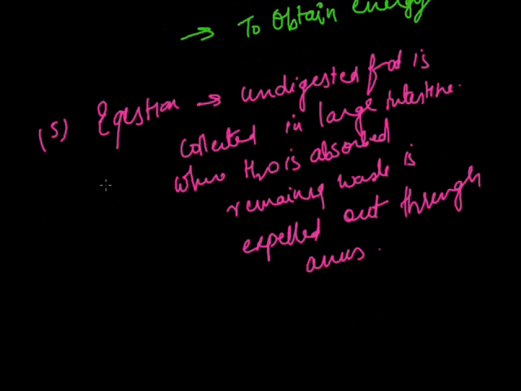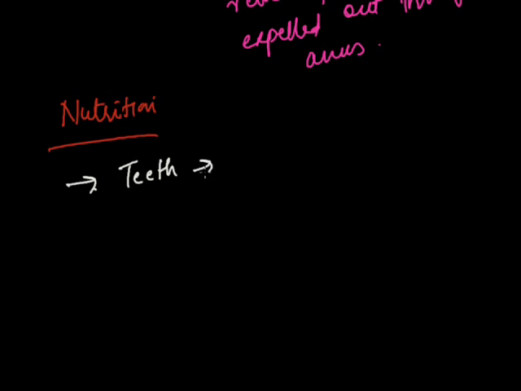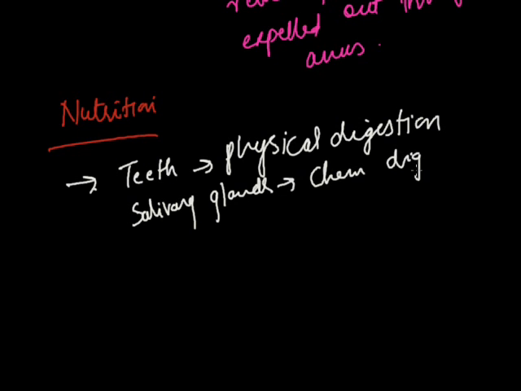Now, let me discuss some of the important points related to nutrition. These important points are as follows. First, teeth help in the physical digestion of food, while salivary glands help in the chemical digestion of food.